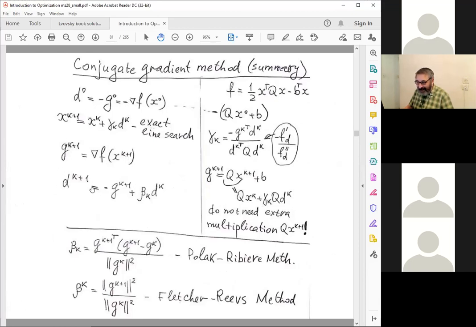A new conjugate direction is just a linear combination of the current gradient and the previous step, yes. So that's why conjugate gradient is a practical method. Conjugate direction is like an idealistic explanation of why it's good to go in this direction. Okay, thank you.